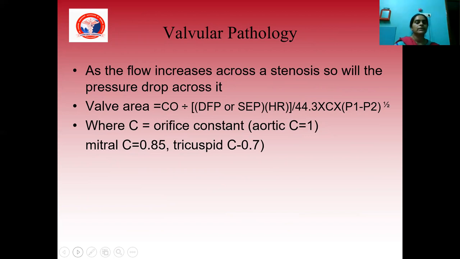Valvular pathology. As the flow increases across the stenosis, there will be a pressure drop across it. So the valve area is usually calculated with the formula of cardiac output divided by flow rate into heart rate divided by 44.3 into constant into the pressure difference, where C is the orifice constant. For aortic, it is taken as 1. For mitral, it is taken as 0.85. And for tricuspid, it is taken as 0.7.